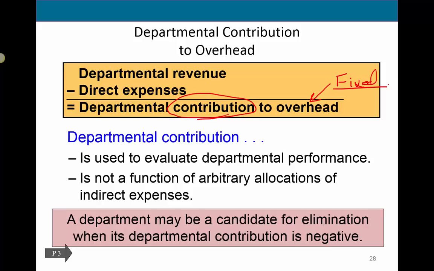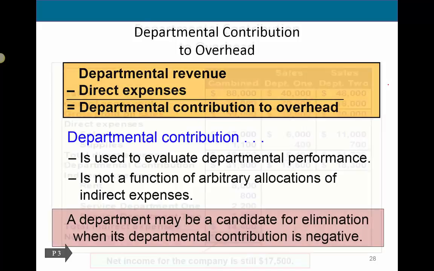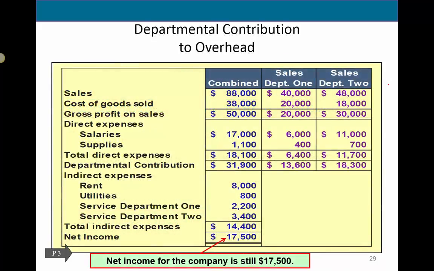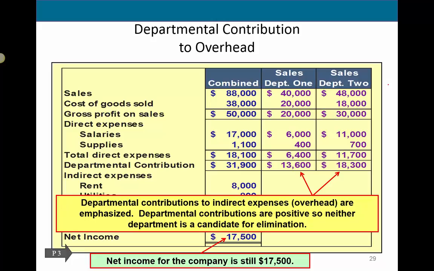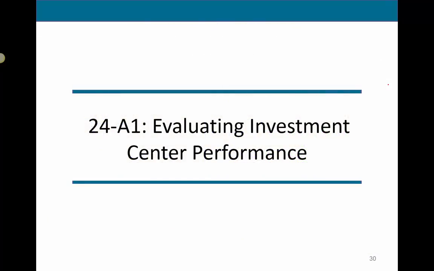So that's really one metric that we can use to look at departments and say, hey, how much are you contributing to help the company move forward and pay for fixed overhead, and that type of a deal? So that's kind of what it is. And that's a different level, right? Before indirect expenses are taken out.